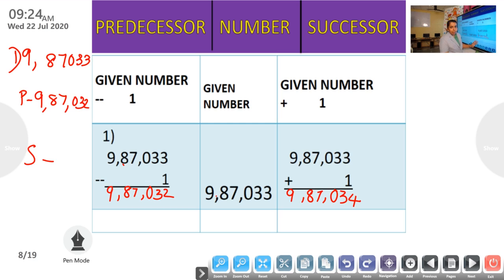Easiest one, isn't it? So what is the successor? The successor of 9,87,033 is 9,87,034. Clear? Then next question.